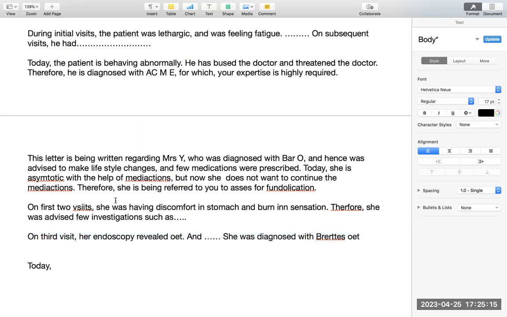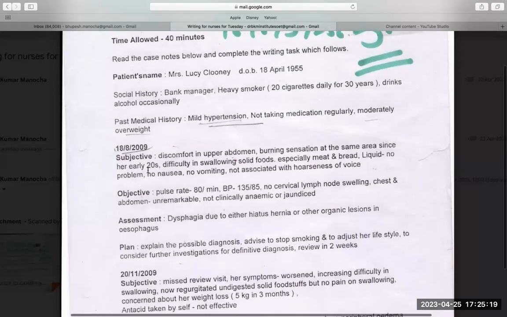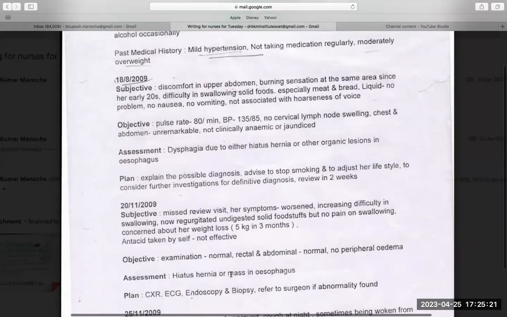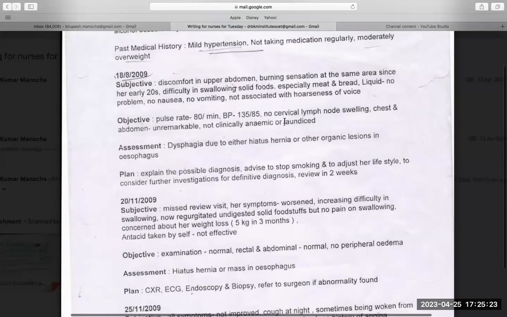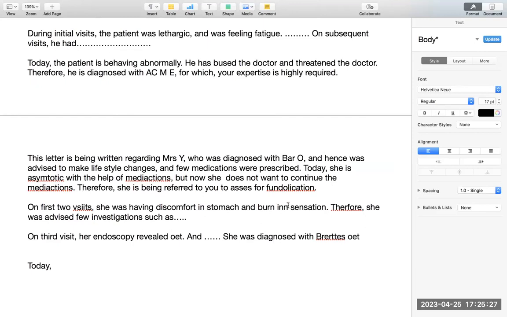You will feel very scared that you are not covering all this data, 18th and 20th. But don't feel scared. This is not required. Try to write only the main things, having discomfort and this. Therefore, she was advised to undergo few investigations. On third visit, her investigations revealed this and this thing. So this will maintain the flow of the letter.